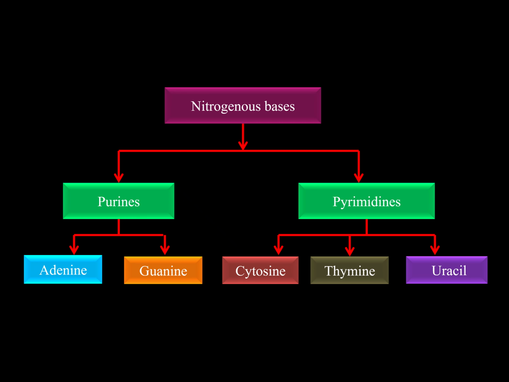Now we look again at the nitrogen bases. Purines are adenine and guanine. Pyrimidines are cytosine, thymine and uracil. A simple way to remember is DNA has A, C, G, T and RNA has A, C, G, U. So thymine is replaced by uracil in RNA. This difference helps us identify DNA and RNA in exams.